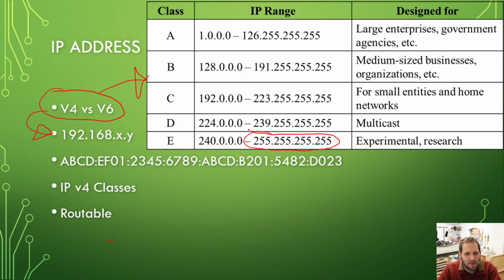Version 6 is 128 bits. For version 4, we have 4.3 billion possible addresses. However, that is the total if you used every single one, from 0.0.0.0 to 255.255.255.255, so all zeros to all 255s. However, as you can see from this chart, that doesn't exactly work out that way.